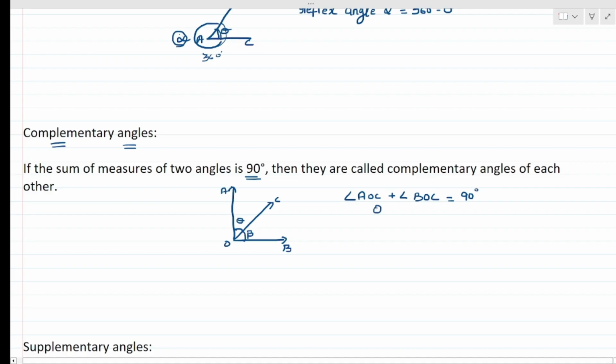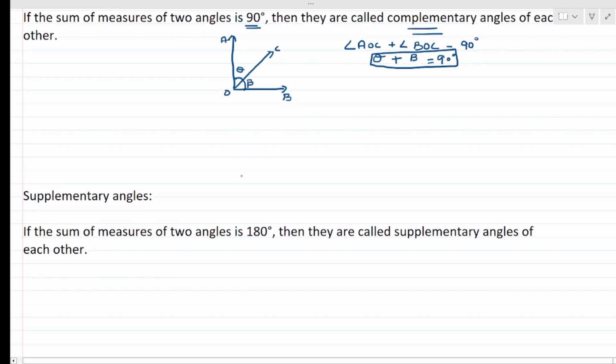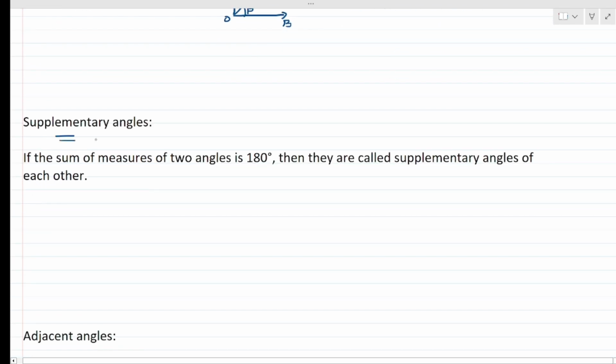That means the summation of theta plus beta will give us 90 degrees. This type of angles are called complementary angles. Complementary angles, that means you need to remember, the summation of two angles will always give you 90 degrees. Okay. Moving on to our next topic, which is supplementary angles.